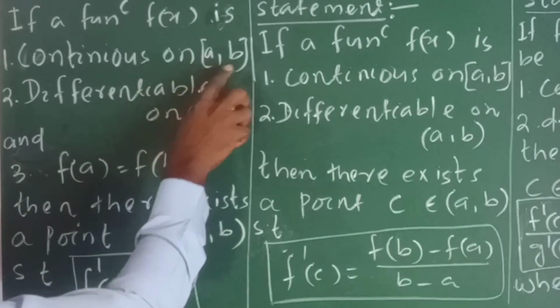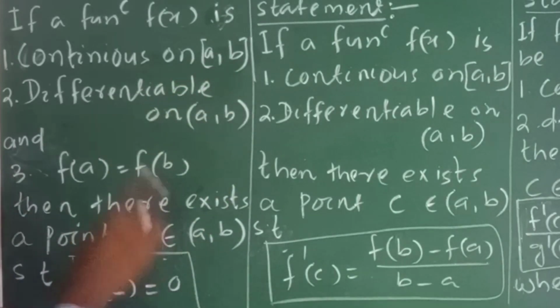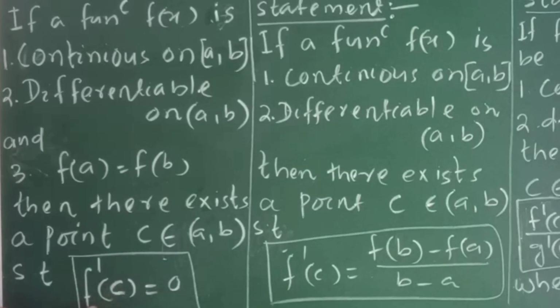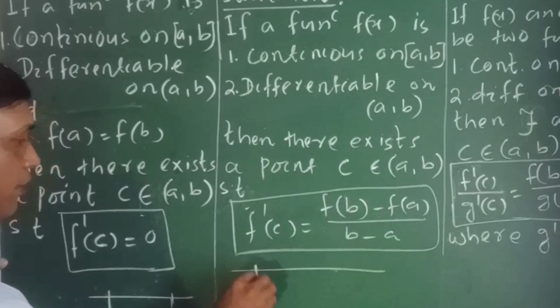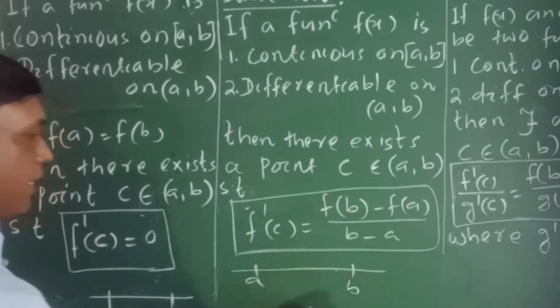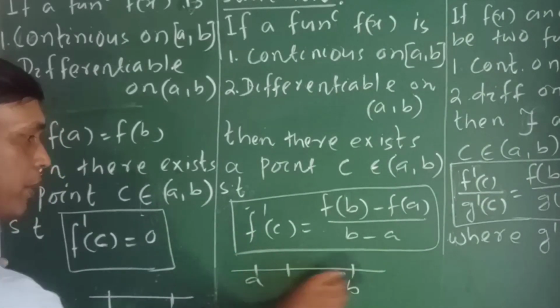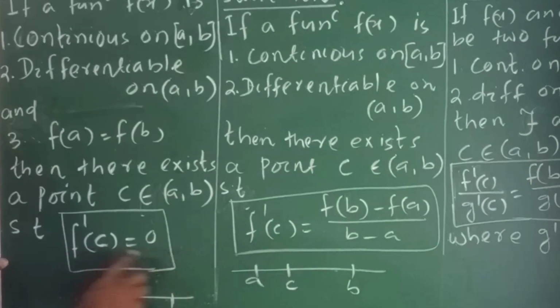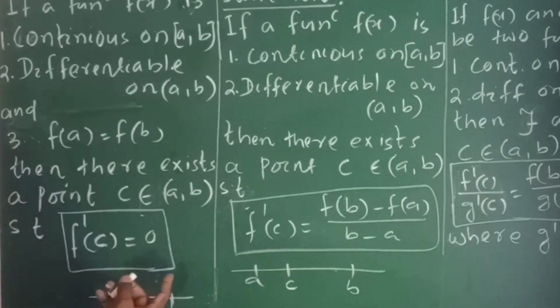In between A and B, there is a point C where f dash C is 0. F dash C means first derivative at x is equal to C. Suppose this is the interval A, B. We can find a point C in between these two. Suppose C is here, where the first derivative can be 0. So this is the statement of Rolle's theorem.